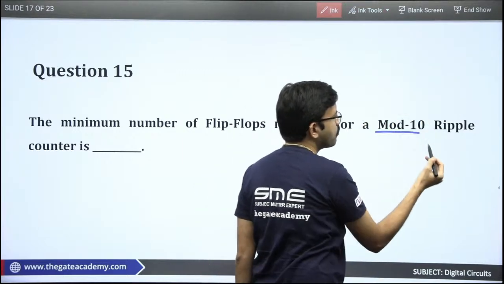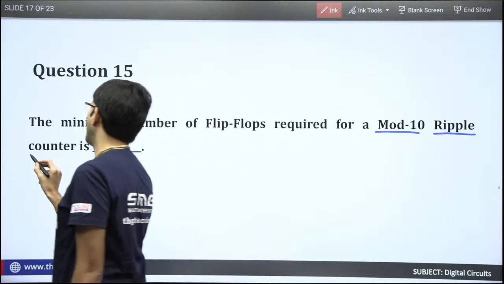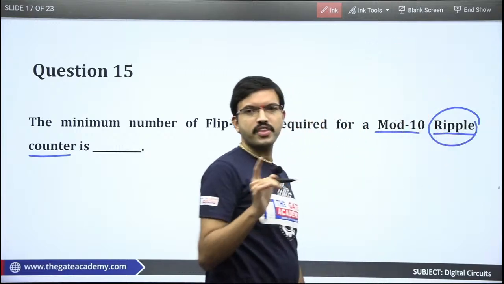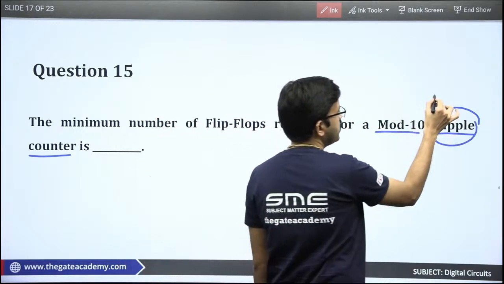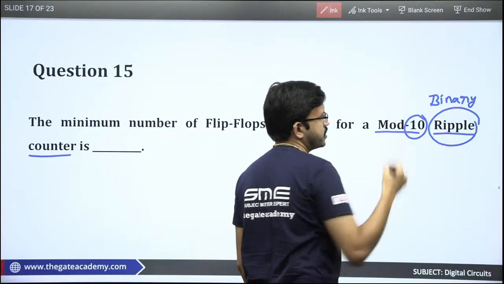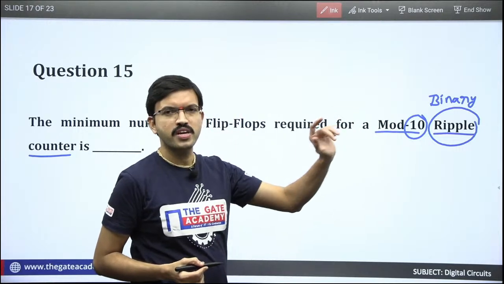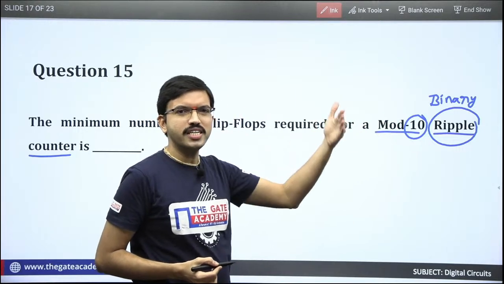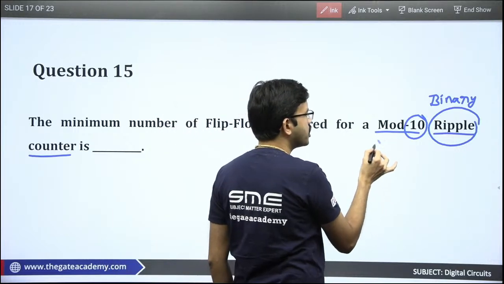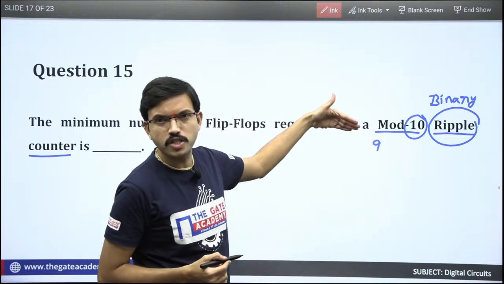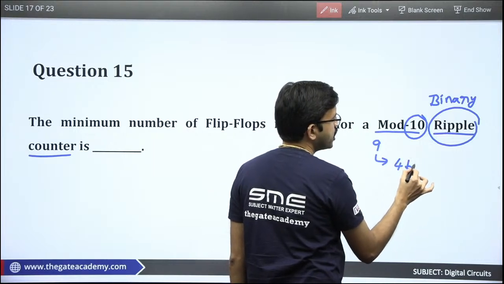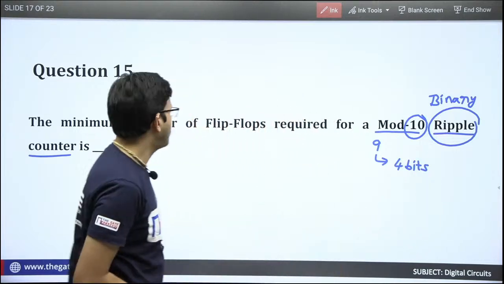Here you are having a mod 10 ripple counter. Whenever in the counter they mention ripple, that means it is a binary counter. And here they already mentioned the number of states, which is 10. Whether that counter is an up counter or a down counter, the maximum count is 9, because it will go from 0 to 9 or 9 down to 0. To represent 9 you require 4 bits, so obviously you require 4 T flip-flops.